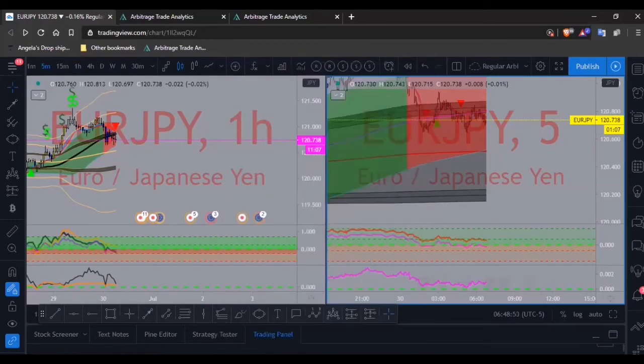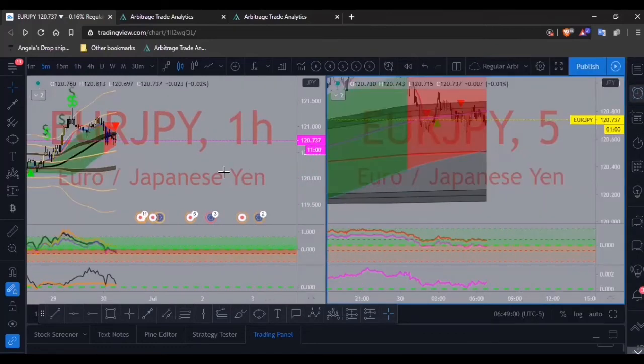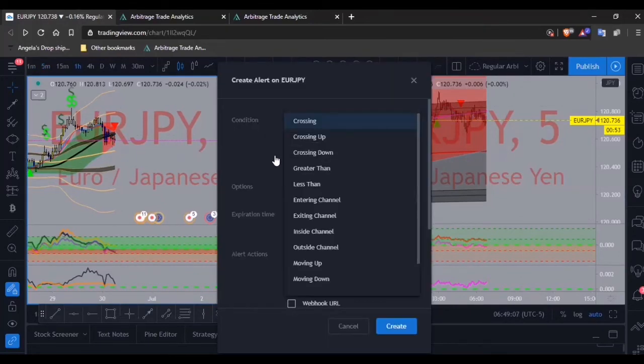I don't think that got set. Let me just make sure. Oh yeah, it did. Okay, cool. So I'll have the short exit all alert for Euro JPY on the 5 minute. Going to do it on the 1 hour as well. This is a trade that I'm looking to get into right now.